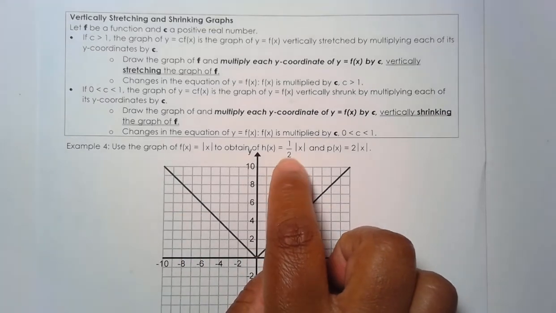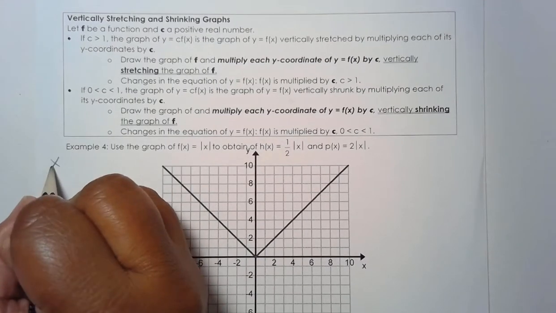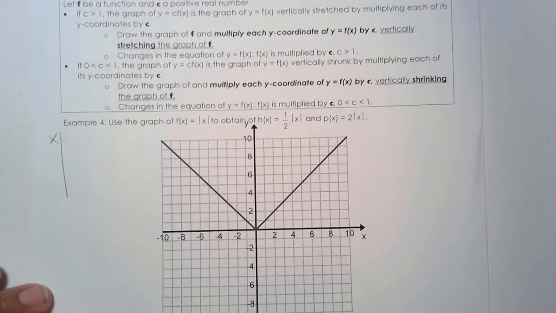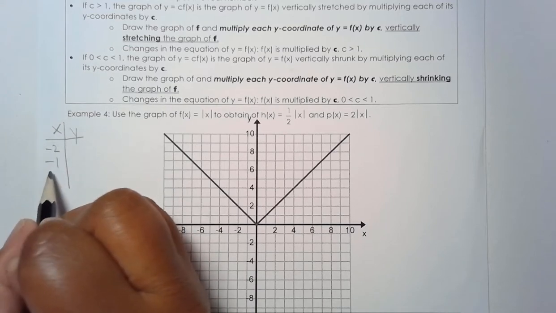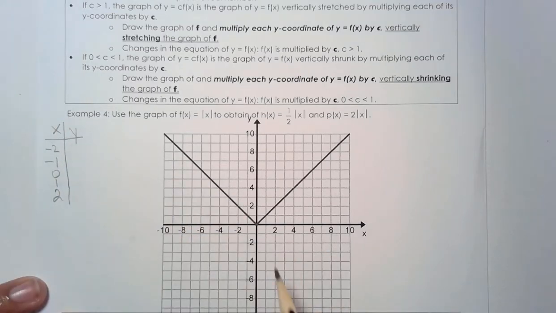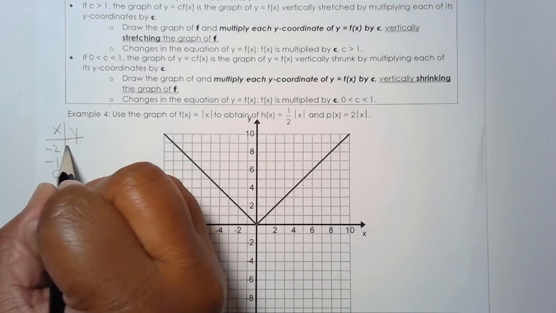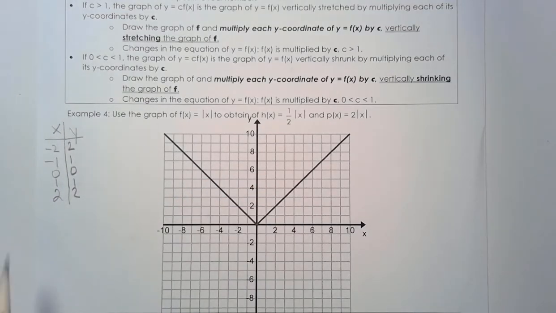What happens when there is a number in front of the graph? Okay, so that's what we're going to be looking at. So don't forget that our original graph, here's the table. And we have negative 2, 1, 0, 1, 2. Okay, so this is our original graph. These are the points.